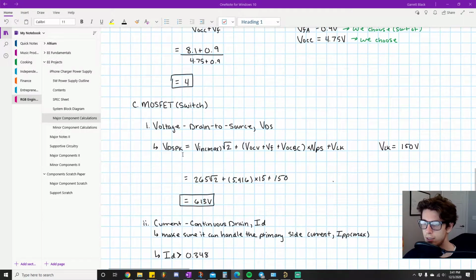VDSPK, or peak drain-to-source voltage, is equal to VIN max times the square root of 2, plus VOCV, plus VF, plus VOCBC, plus NPS, plus VLK.